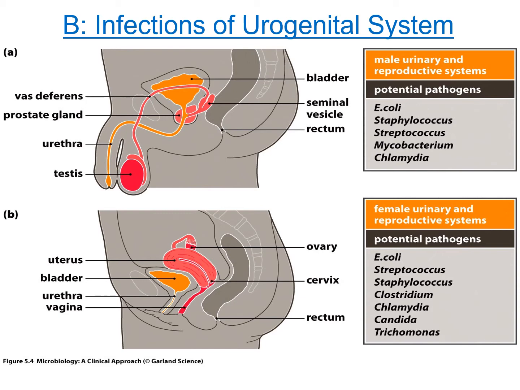So it's a rather difficult trip for bacteria to get from the opening of the urethra at the end of the penis to the bladder. It's a far shorter trip in females, and that's why females tend to have a lot more bladder infections than do males. But if you look at the list of potential pathogens in both these systems, you'll notice that there is a lot of overlap between the 2.